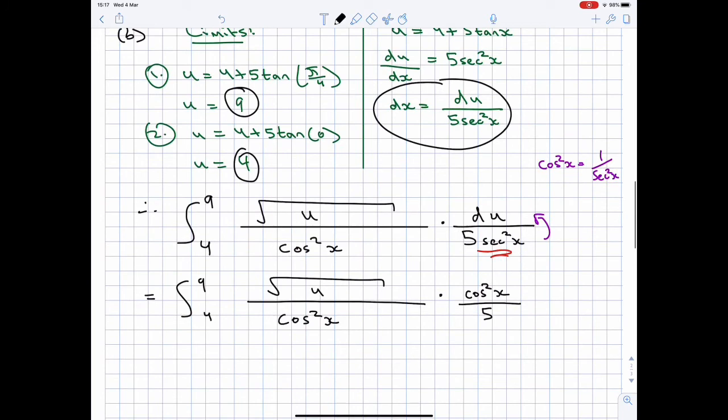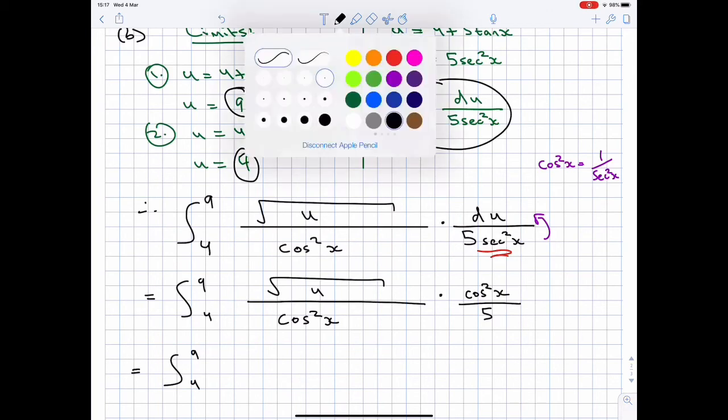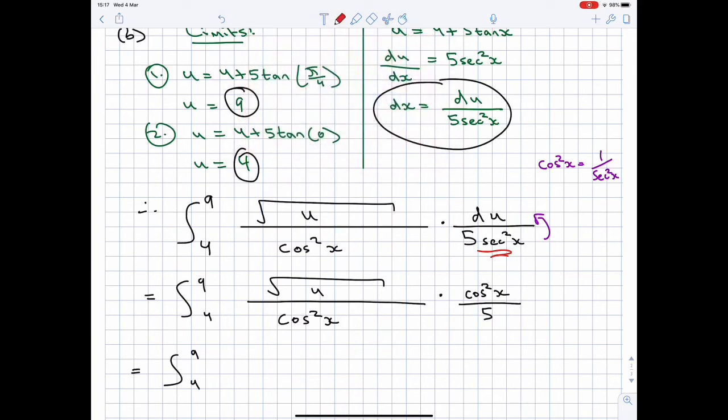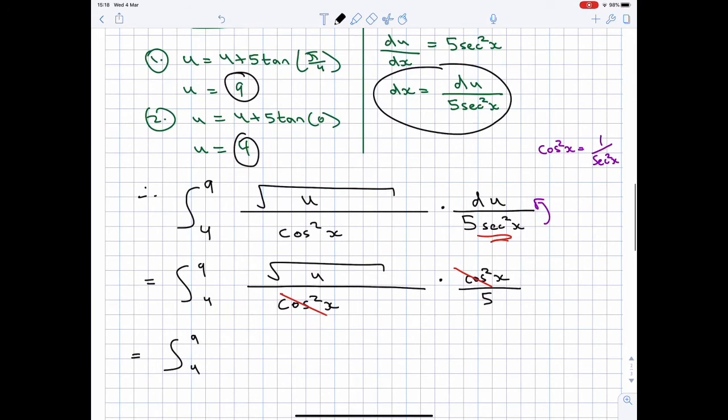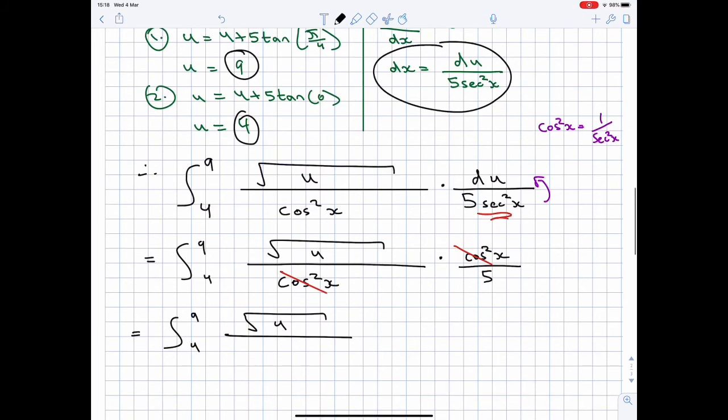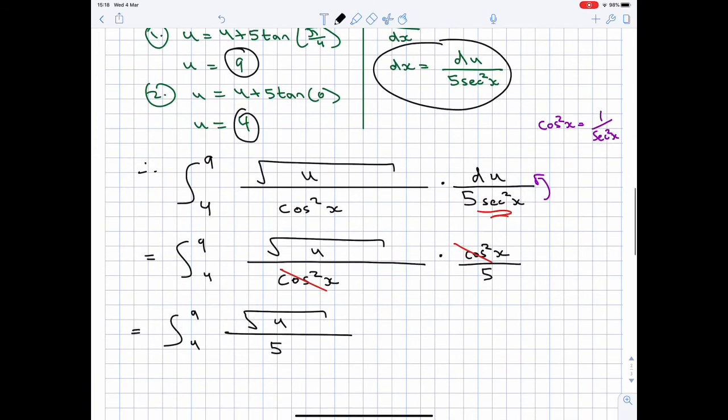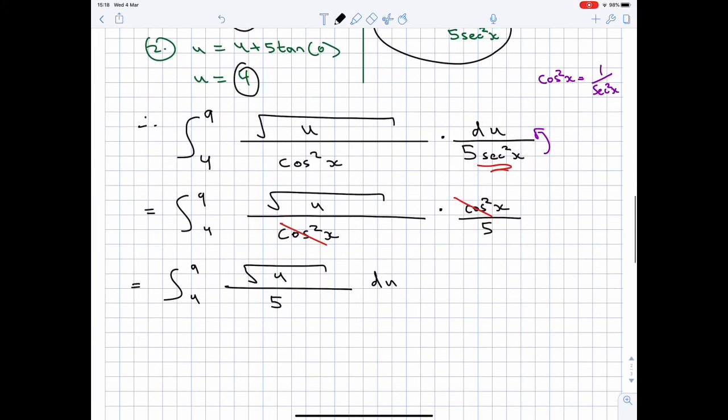Once we do this, we're still going to be simplifying a little bit more. What we can see now is cos squared x can cancel with cos squared x on the top, so we can easily cancel these out. And then this is looking really good, because all we've got now is the square root of u, and then a divide by 5, and then also we've got du left here.